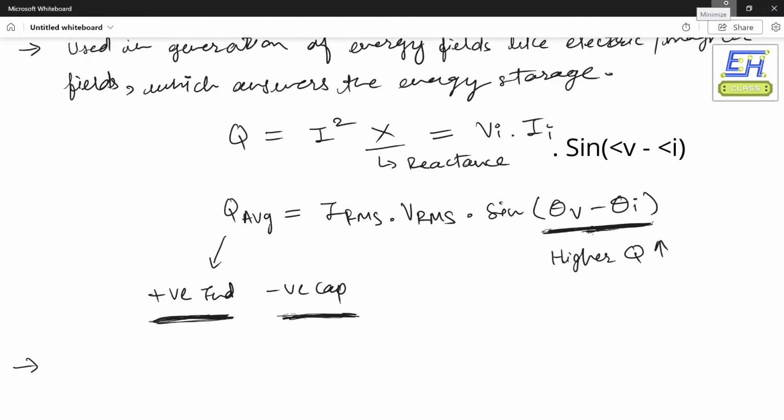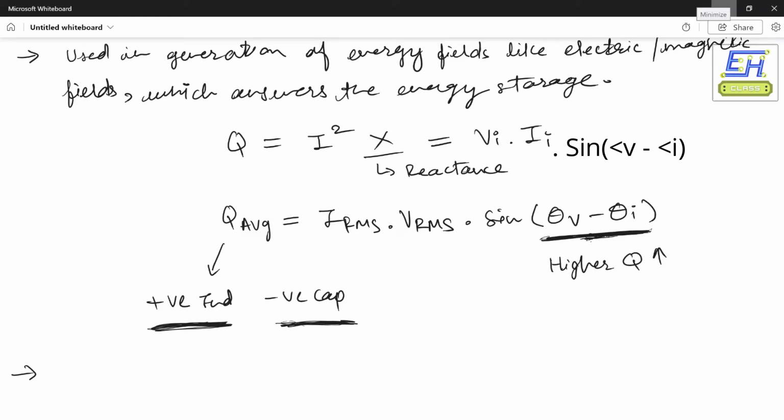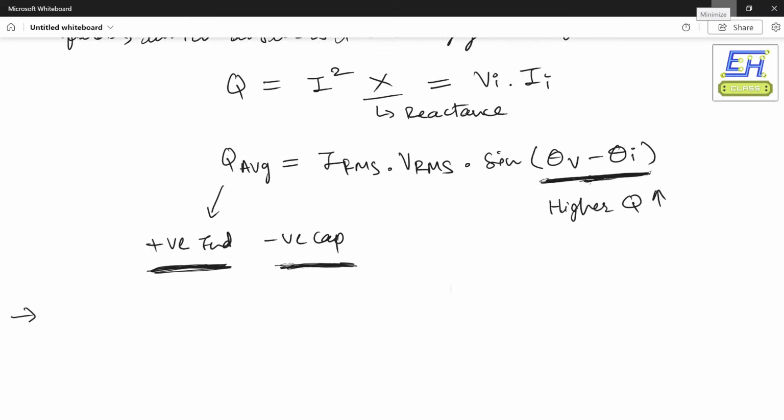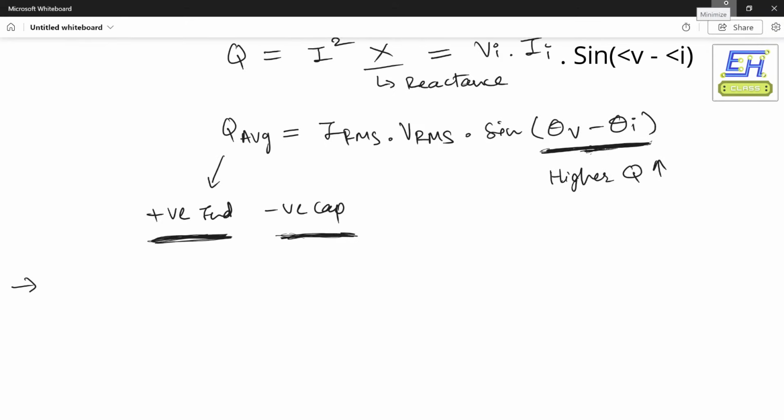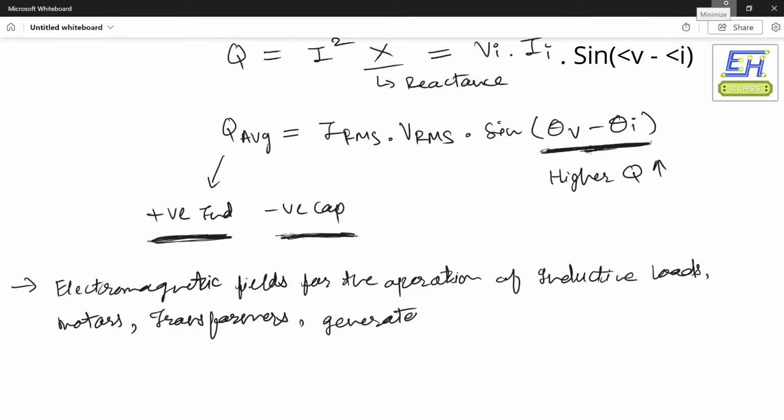So about the practical application, we already saw that it is used to make the energy fields, but these energy fields, the electromagnetic fields, are necessary for the operation of inductive loads. For example, it can be a relay, a motor, transformers, and generators.